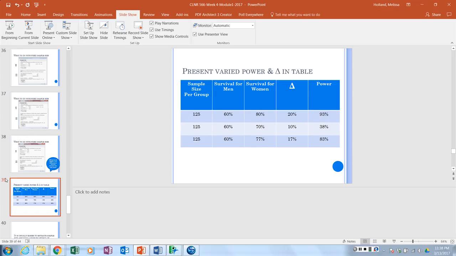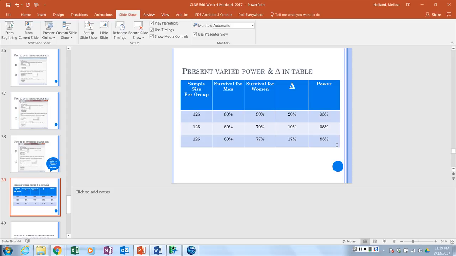The estimated survival, that's in this column here. The estimated survival for men was 60%. We varied that for women. All right, and you can see here the difference between these two is our delta. So here we have 20%, here we have 10%, here we have 17%. And then based on each of those survival estimates for women, this is how much power that we have.